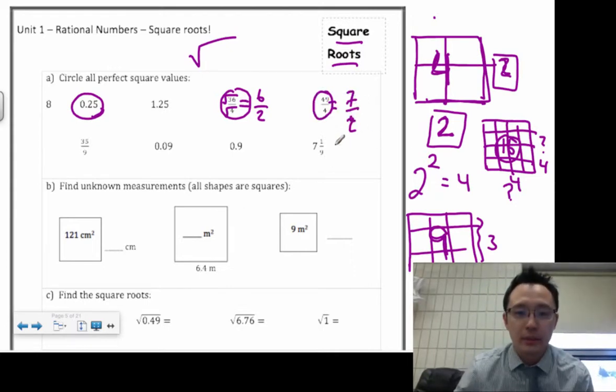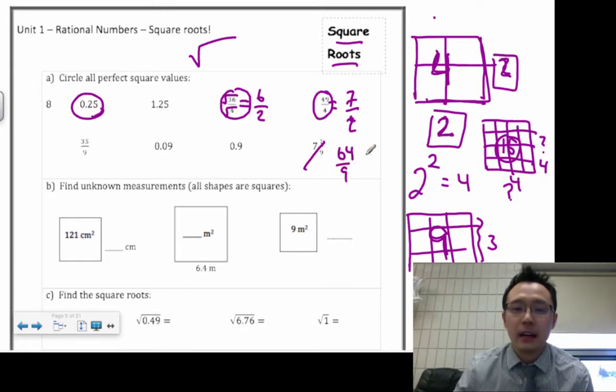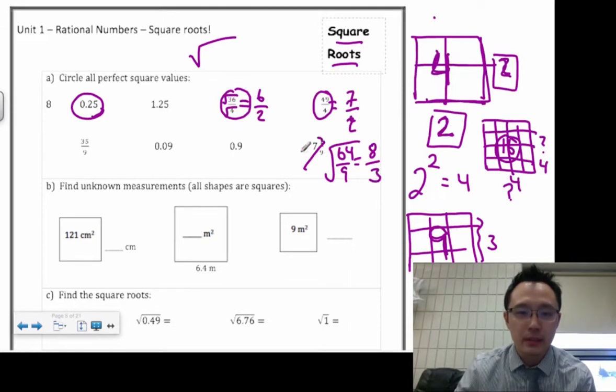Ooh, I think I need a breather. This one is not going to be 1. Wait a minute. Maybe it is. 64 over 9. Yeah, this one is a square root.